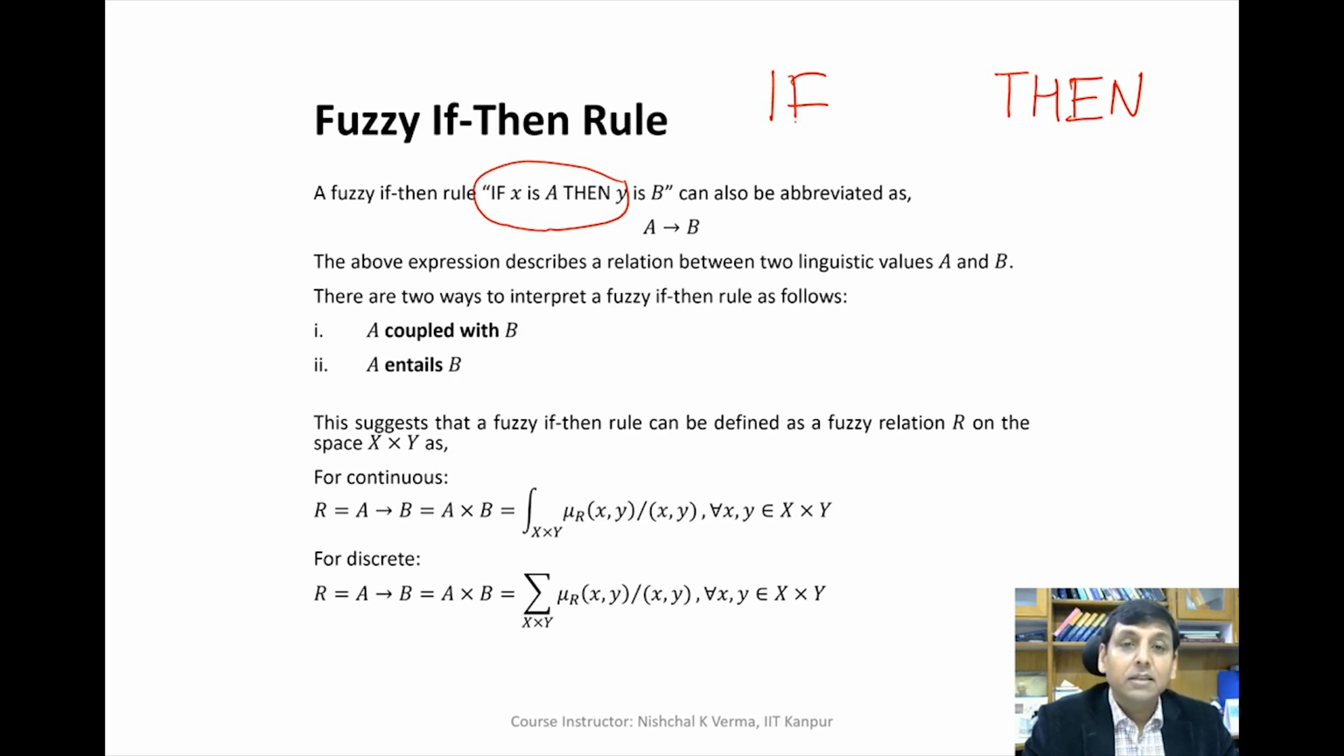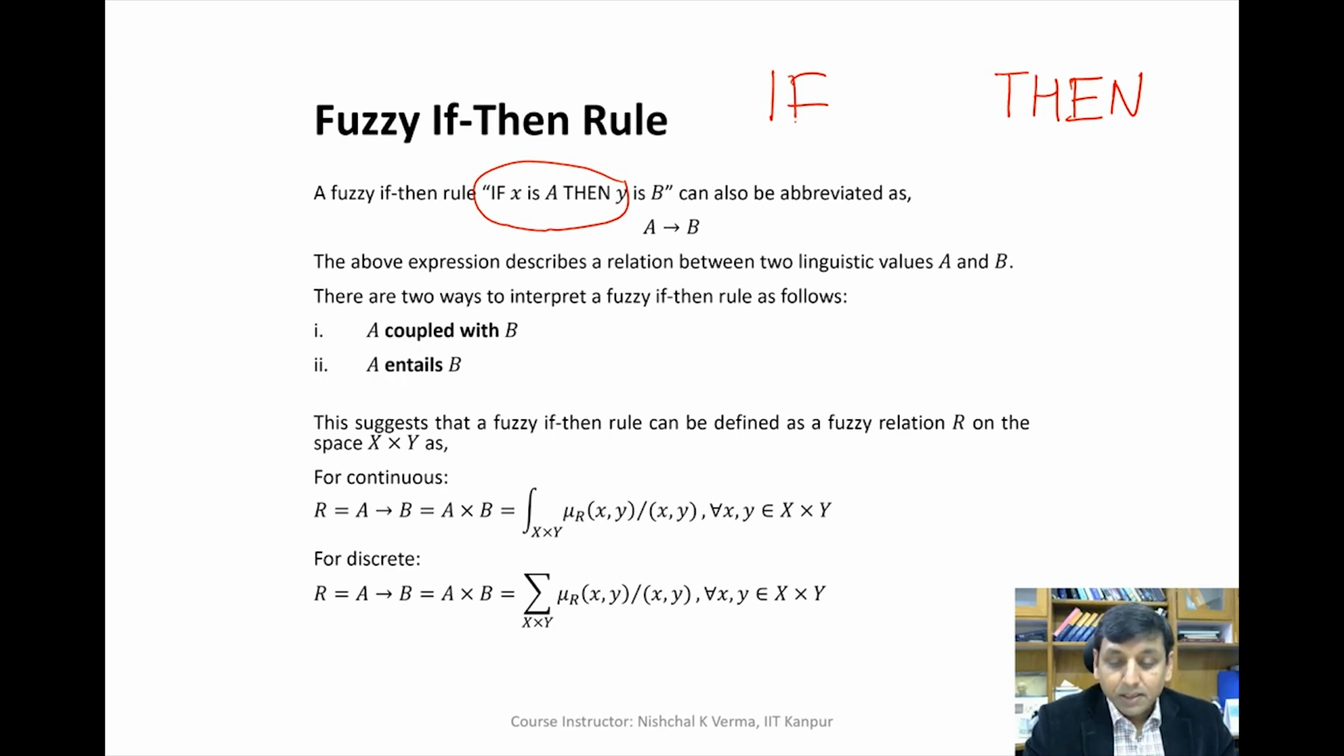And please understand that any fuzzy system will have a set of fuzzy rules. Without a set of fuzzy rules, there can be no fuzzy system. Or in other words, there can never exist any fuzzy system without a set of fuzzy rules.